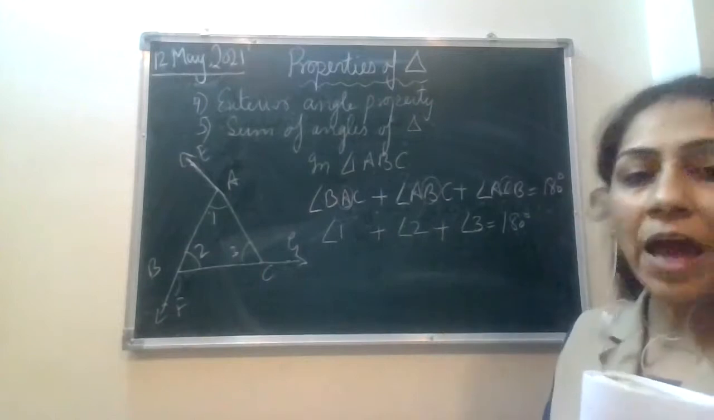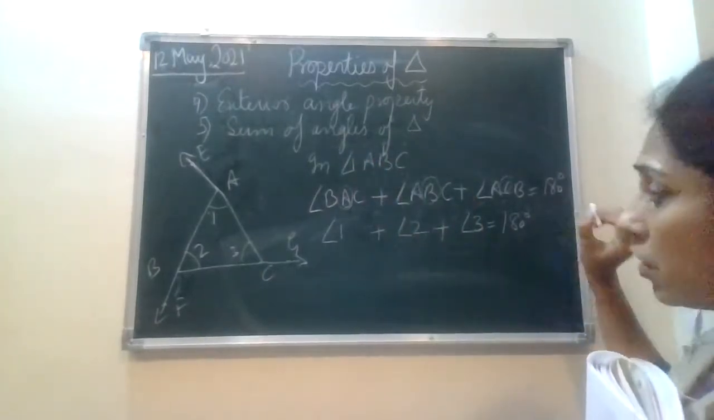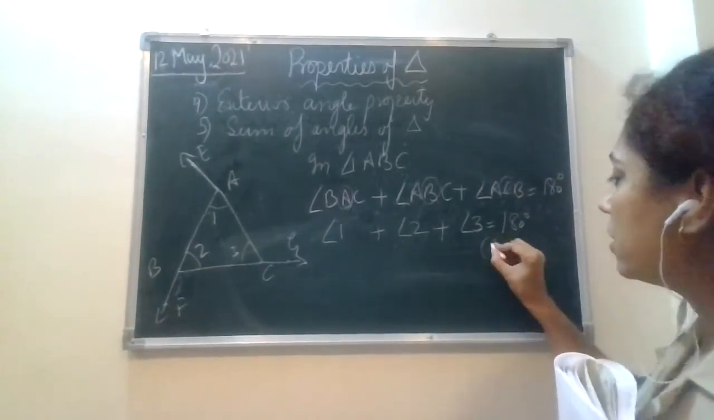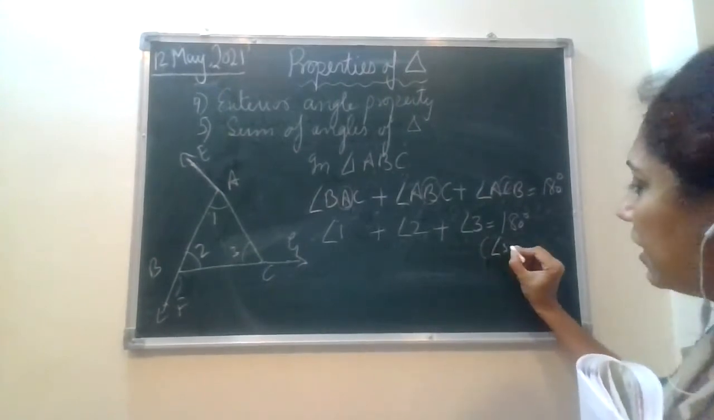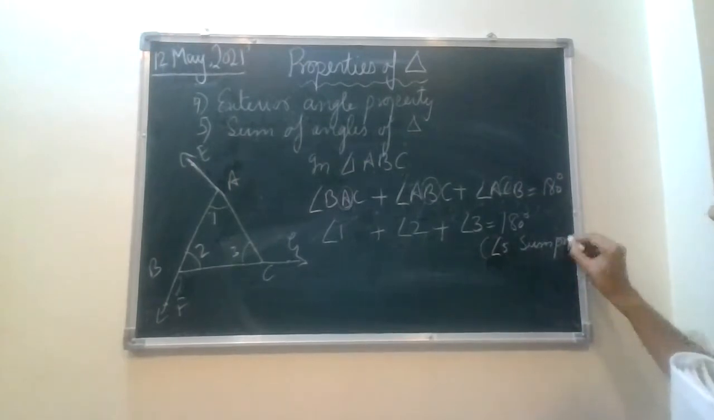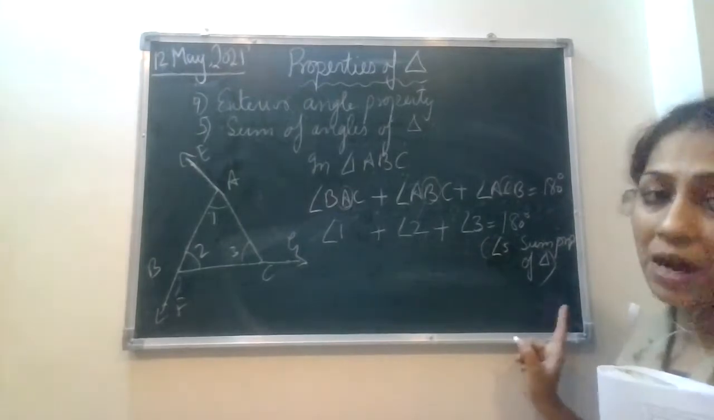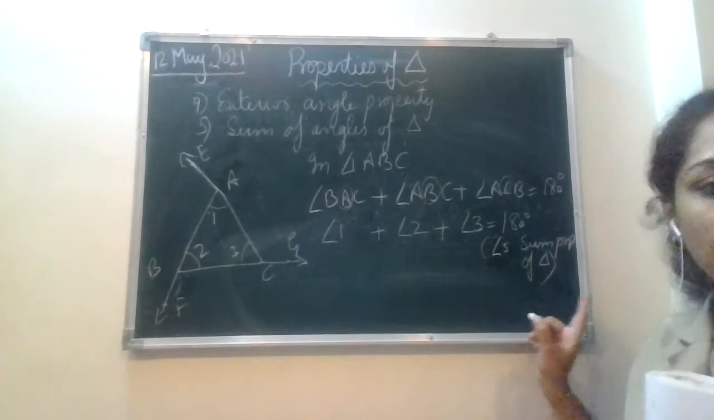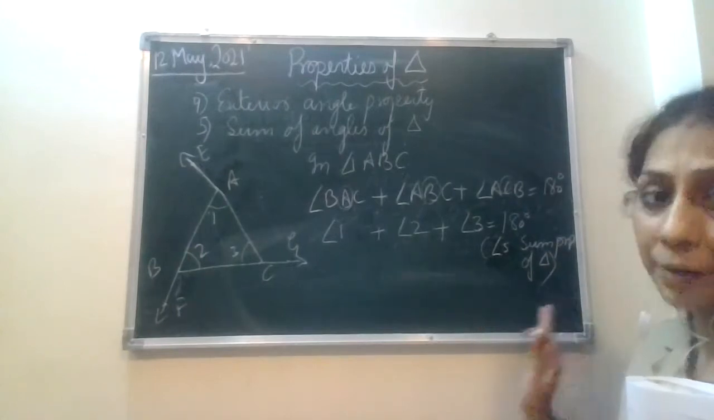While writing this relation, we need to mention the angle sum property of triangle. This is the way we write it. This you have to mention, otherwise your marks are going to be cut. While using this relationship, every time you need to mention the property. Cultivate the habit of writing the property at the end in a bracket.